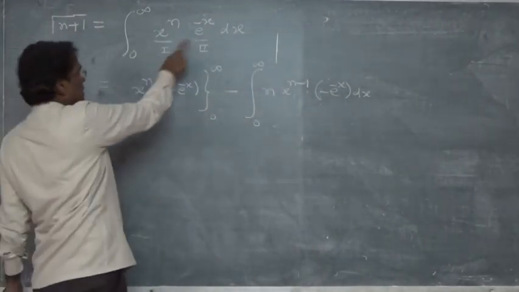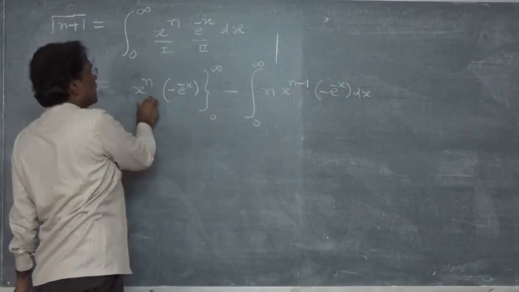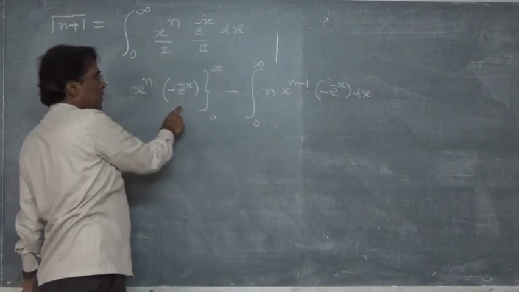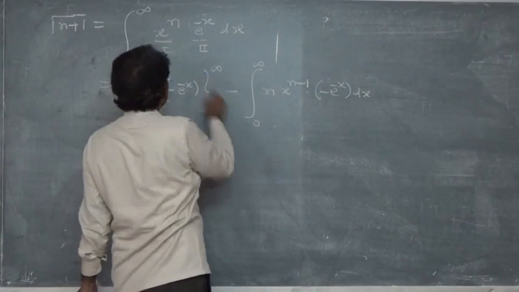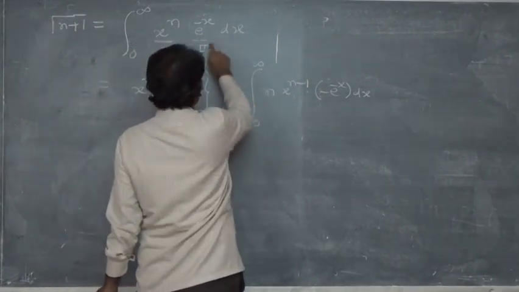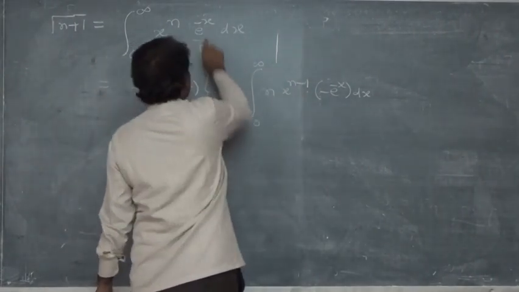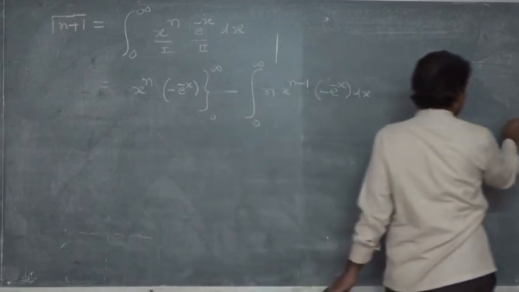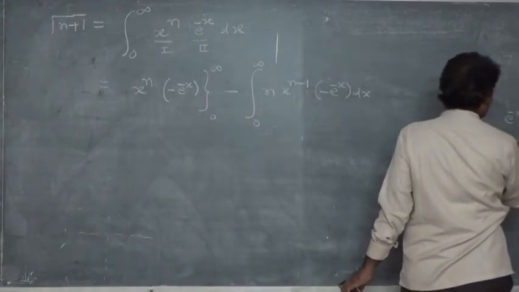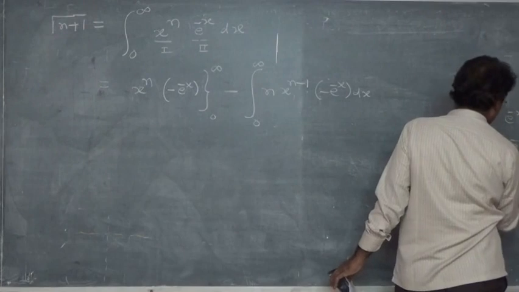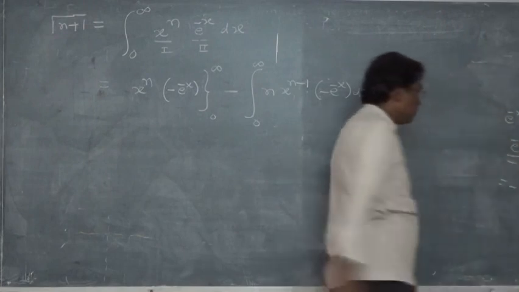This is the first function, this is the second function. You keep the first function as it is, integration of the second function, minus integral of differentiation of the first function into integration of the second function. You might be wondering how it comes. Integration of e raised to minus x is e raised to minus x by minus 1, which eventually becomes minus e raised to minus x.